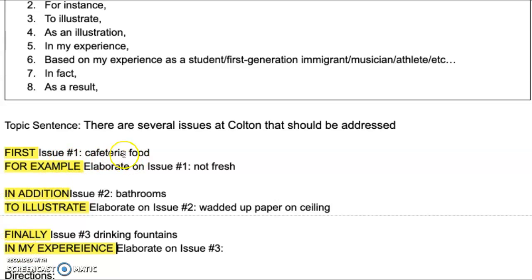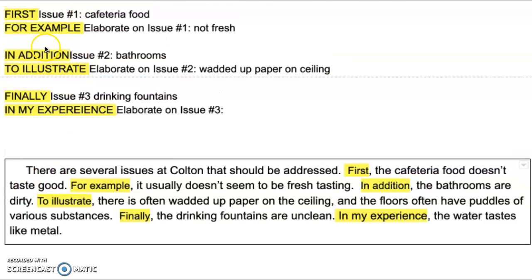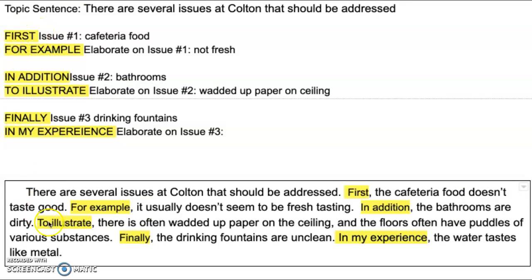So now I know from this outline, I've got my transition words here, I have my issues here, and then I have my details about how I'm going to elaborate. So I can come down to the box below for the paragraph and add in my transition words. When I look at my paragraph at the bottom, you can see that I put in my transition words as I had them up here.